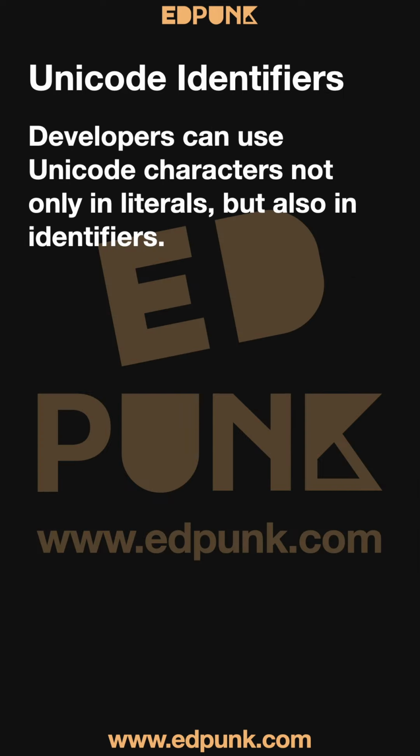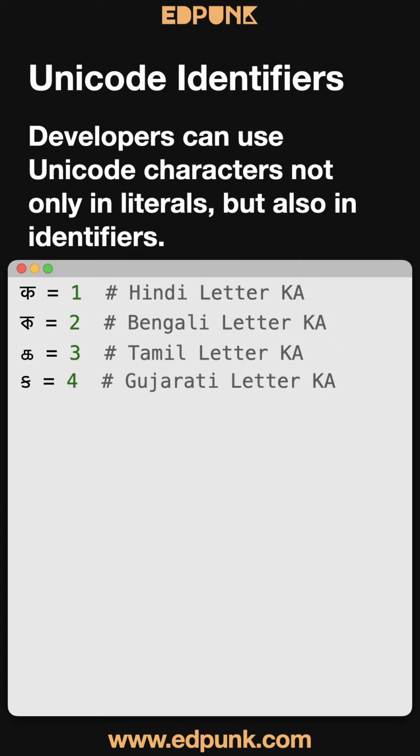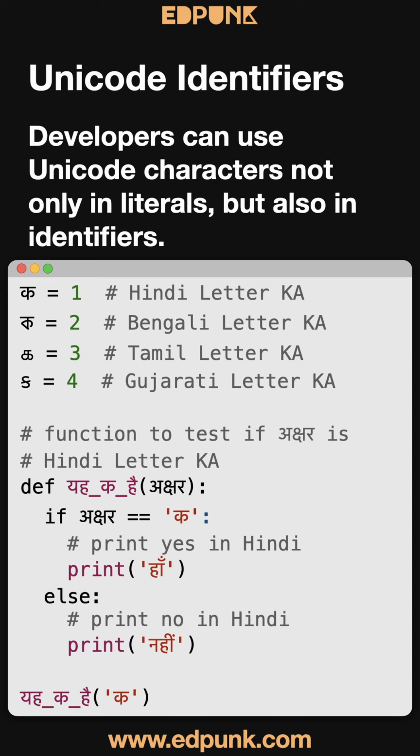Developers can use Unicode characters not only in string literals but also in identifiers to name variables and functions. The below example shows how variables named using various Indic script characters are assigned numerical values, and a function named यह क है tests whether the argument passed is equivalent to the Hindi letter k.